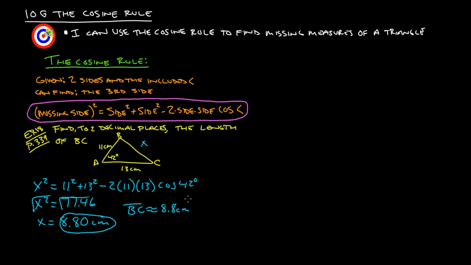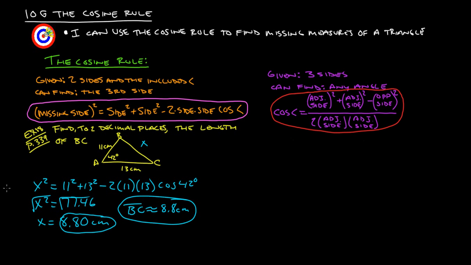Alright, so you can also use this cosine rule to find any angle if you are given all three sides. And again, notice that this triangle doesn't necessarily have to be a right triangle. It can be any old triangle. So given three sides, you can find any angle that you want by using this: cosine of the angle equals adjacent side squared plus adjacent side squared minus the opposite side of the angle squared, all divided by 2 times the adjacent side times the adjacent side.